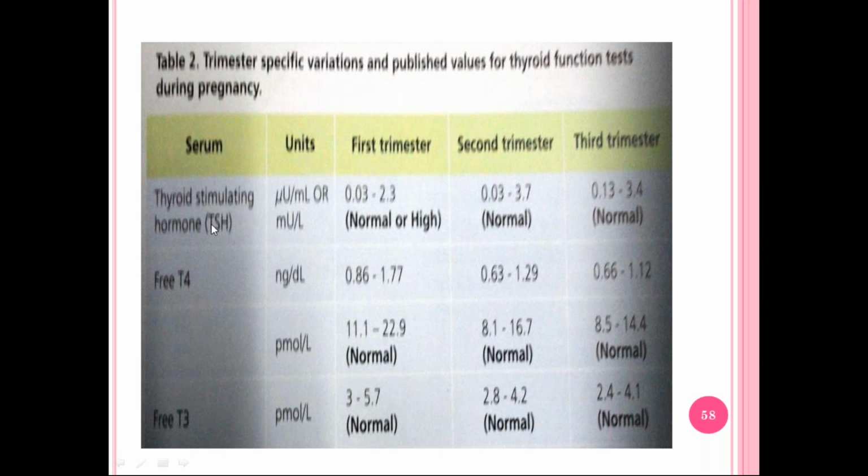Free T4 is important. These are the normal values in nanograms: 1.77 here, 1.29 maximum, and 1.12. So these values are important. First trimester TSH less than 2.3, second trimester less than 3.7, third trimester less than 3.4. You have to maintain these. Thank you for the patient hearing.